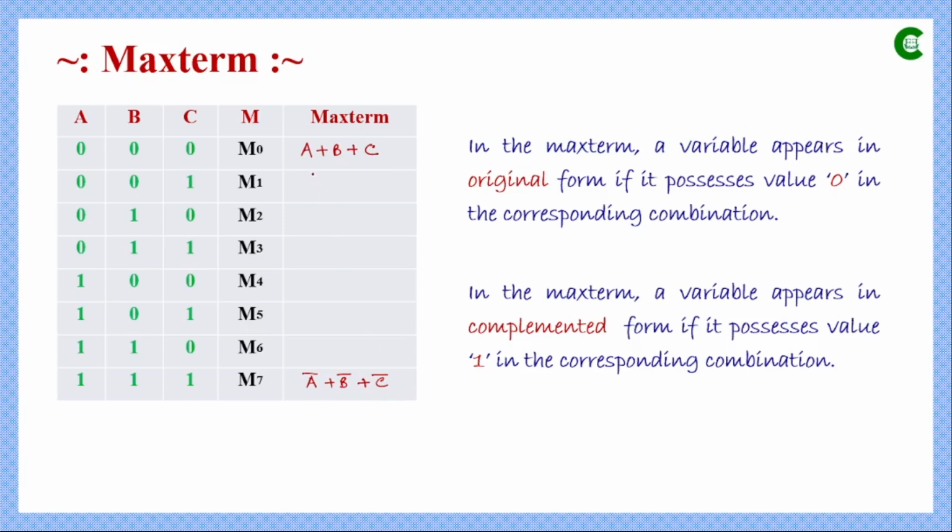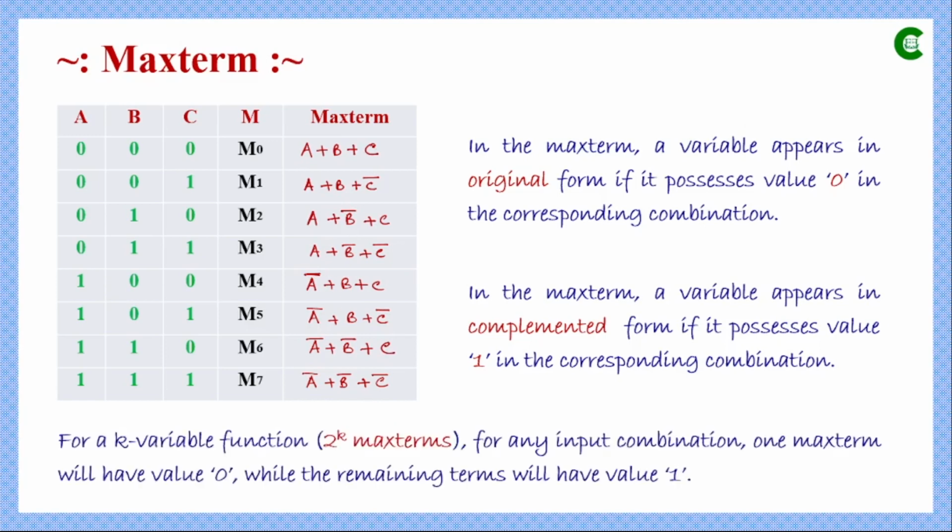Similarly, now if we fill in all the other max terms, then for 0, 0, 1, it will be A plus B, then this time C complement, and then this one will be A complement plus B complement plus C. And you can check here that all the combinations are different from each other. And again, like min term, if we choose any input combination, then we will see that for that particular input combination, only one max term will give you value 0, this time 0 since it is max term, and all the remaining max terms will give you value 1.